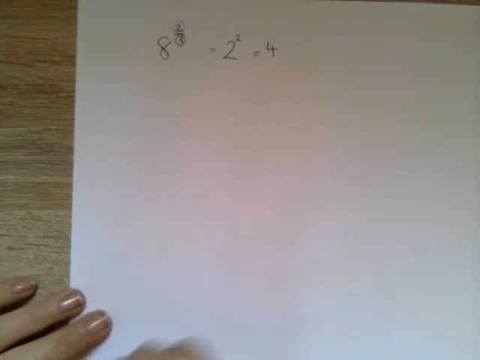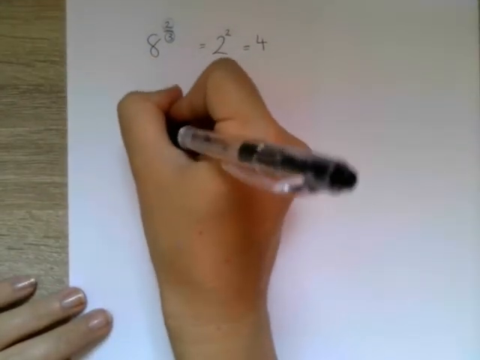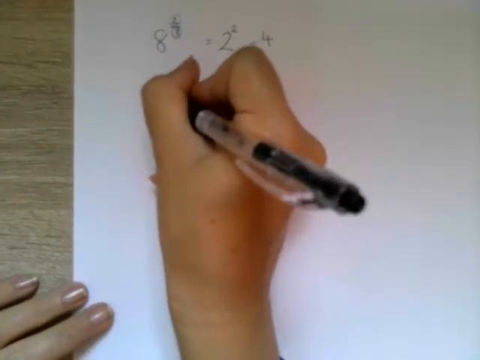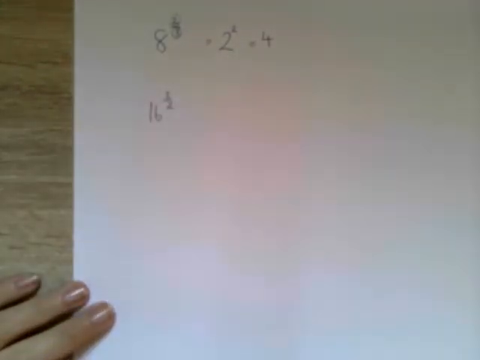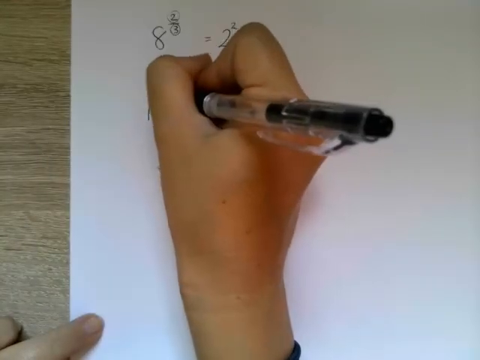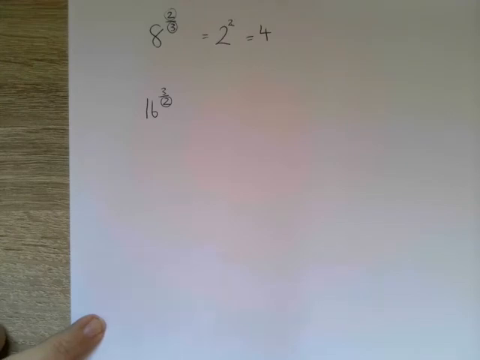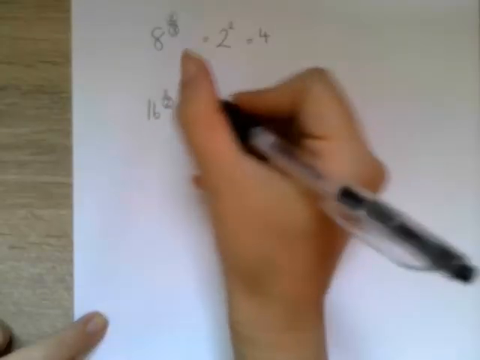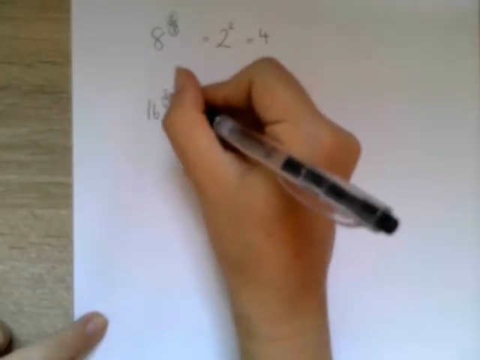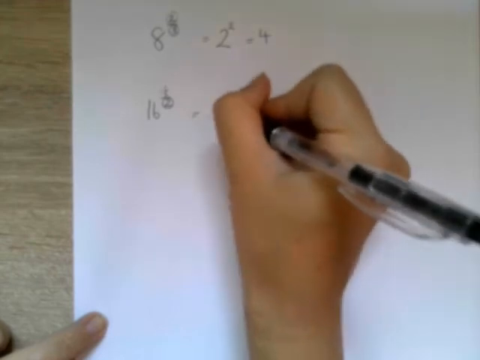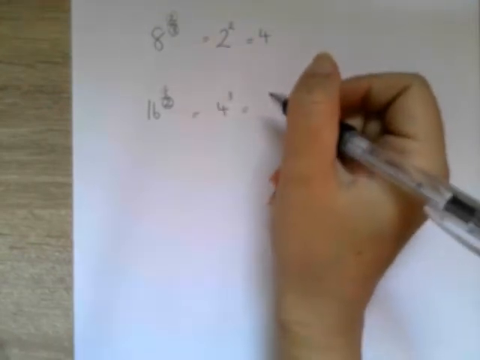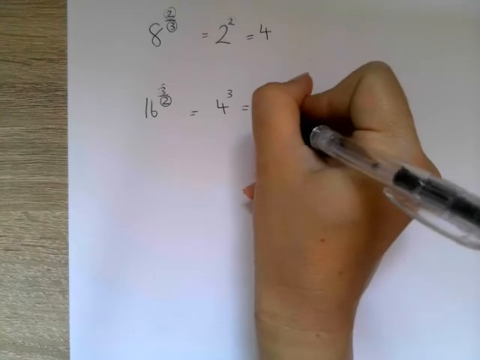So if we do another one of those, say 16 to the power of, this time we'll make it 3 over 2 rather than 2 over 3. Remember, the bottom number tells you what kind of root you want to do. So it's a 2, so it's a square root. The square root of 16 is 4, and then the power here is 3. So 4 to the power of 3 is 4 times 4 times 4, which is 64.